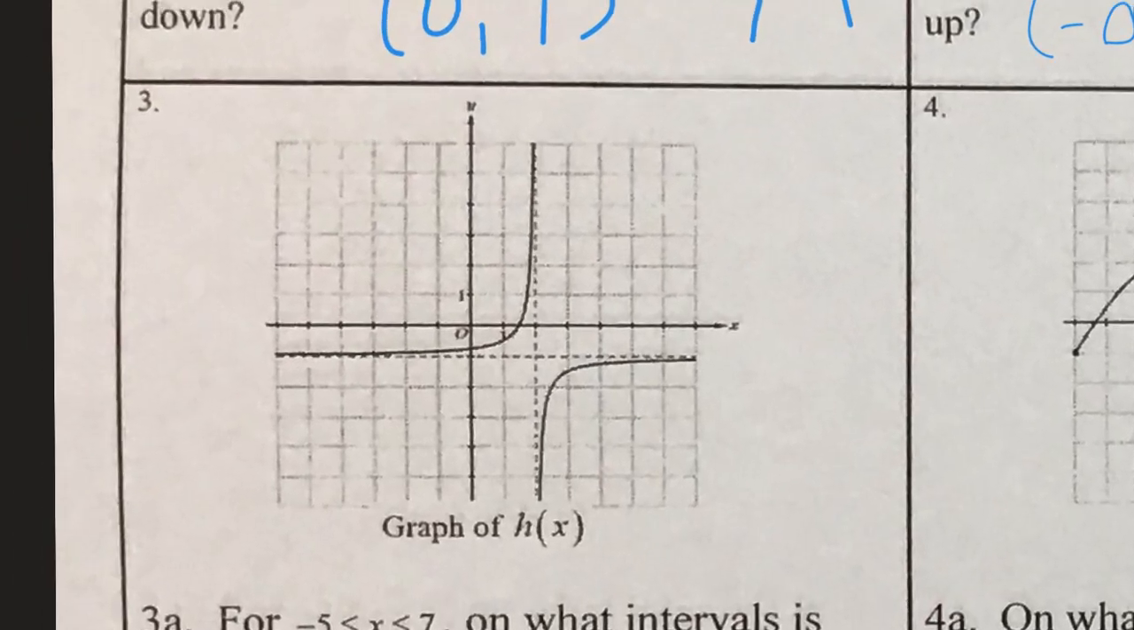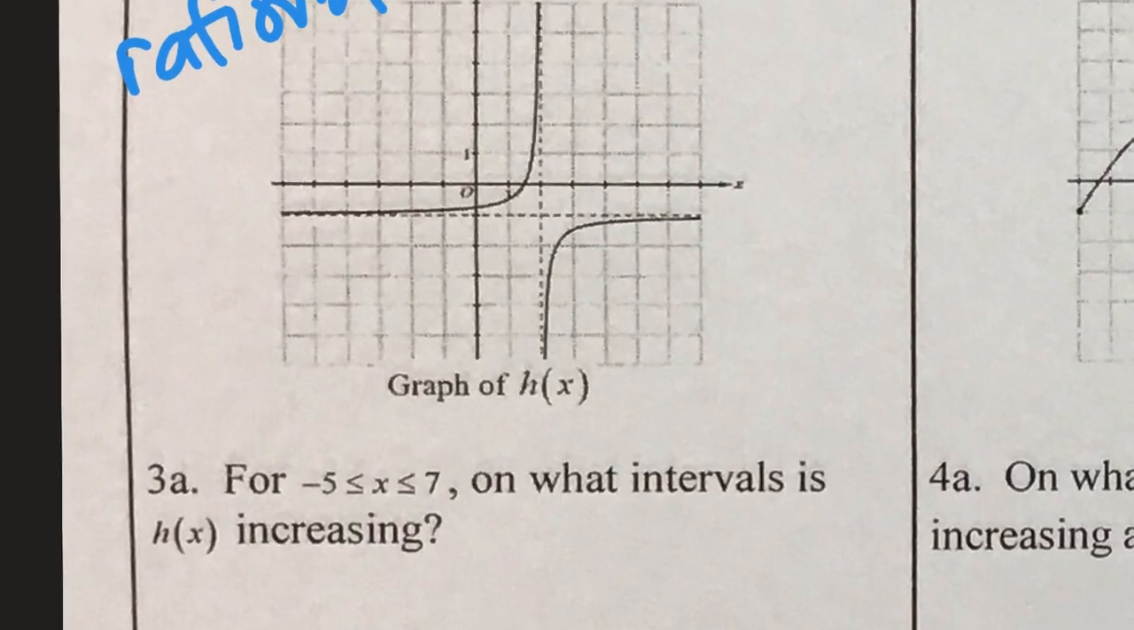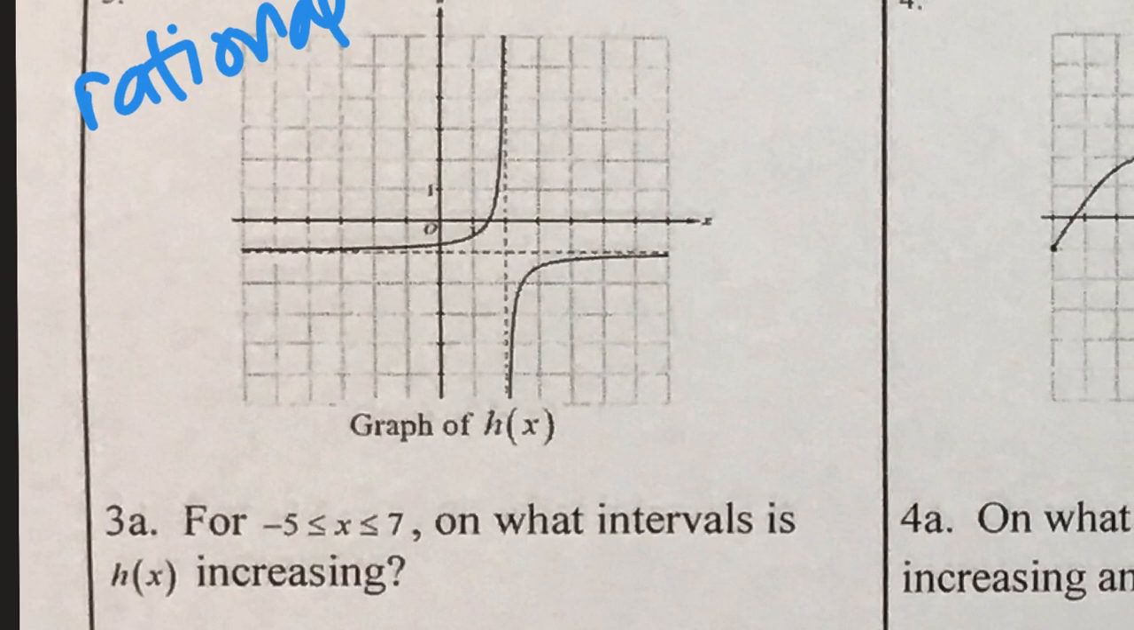Okay, number 3. Now this is a very strange graph. This is a rational function graph. It has a horizontal asymptote and a vertical asymptote. And it's saying from -5 to 7, so we're only looking at the range from -5 to 7, not the entire graph. On what intervals is it increasing?